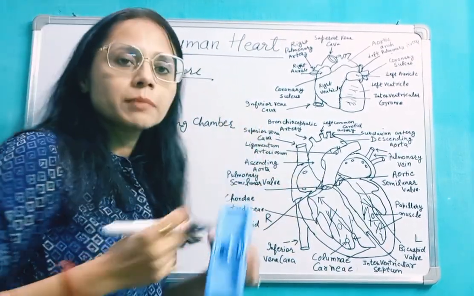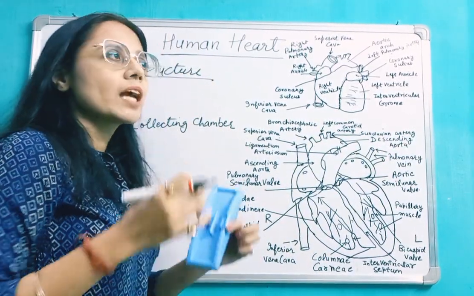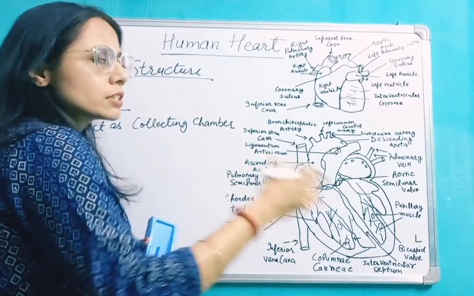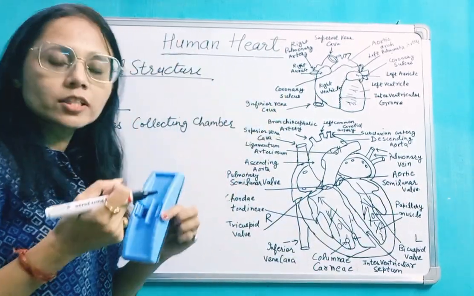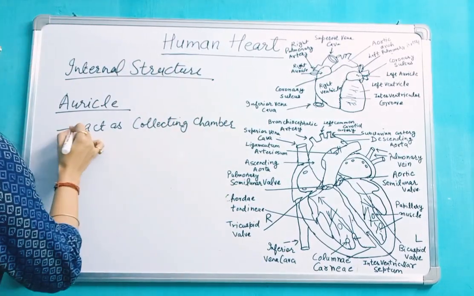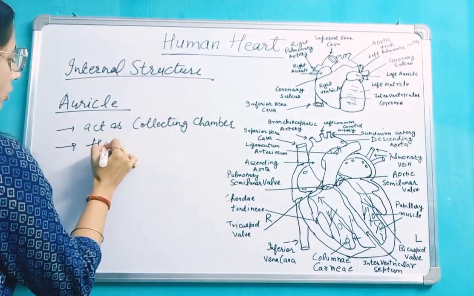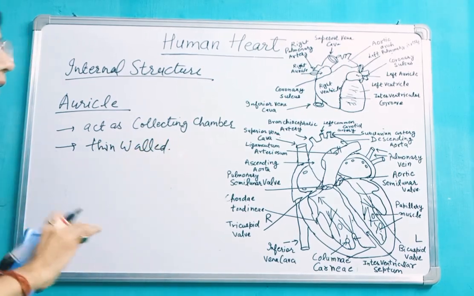So it receives blood, okay, from your pulmonary vein, your vena cavas, and then it transfers blood towards your ventricle. So it acts as a collection. एक collection का काम कर रहा है. So it is a collecting chamber. It is thin walled. क्या है ये? Thin walled.